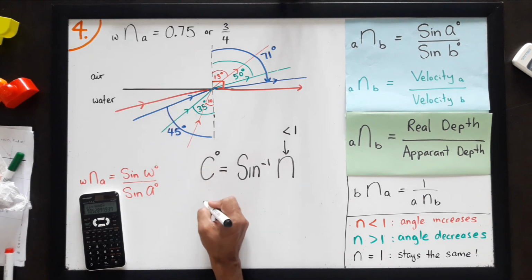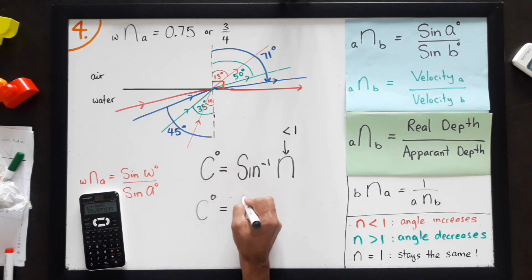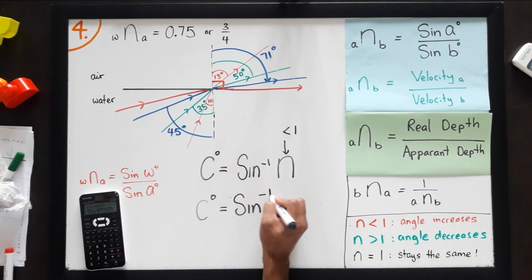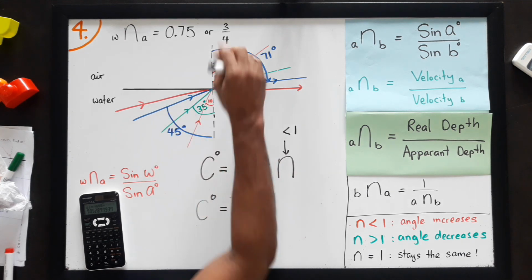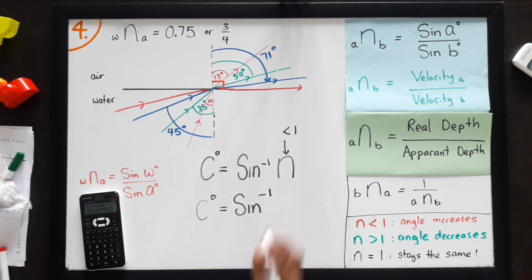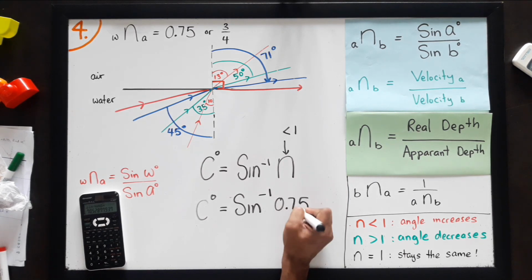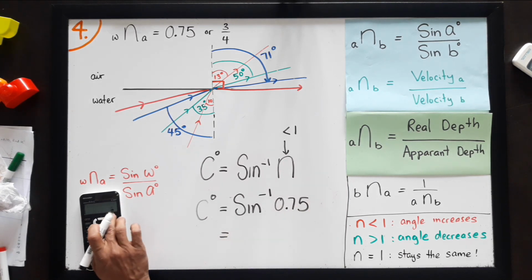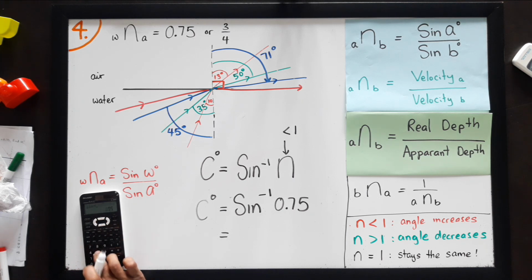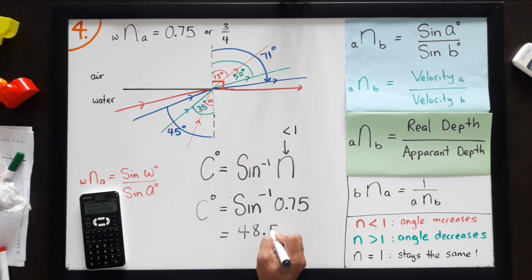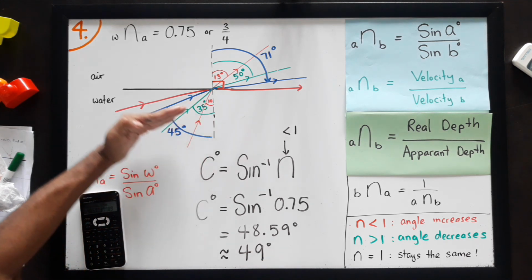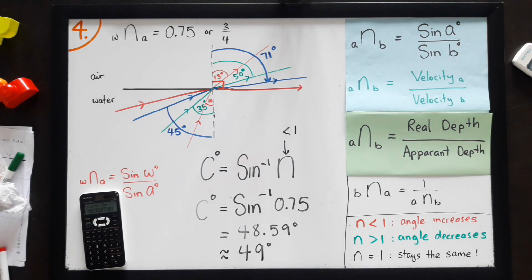So let's calculate the critical angle for this particular scenario. The critical angle in degrees is sine inverse. And what's the refractive index for this scenario? 0.75. And we make sure it's less than 1. Let's calculate that. Second function, sine 0.75. And that angle is roughly 48.59 degrees. Approximately, let's call it 49 degrees. Which means whenever the angle on this side is more than 49 degrees, expect an error on your calculator.